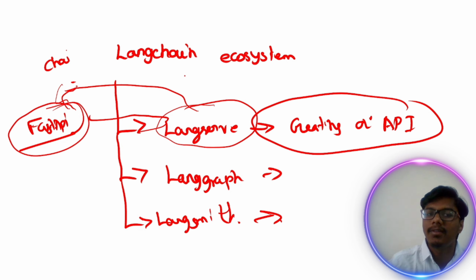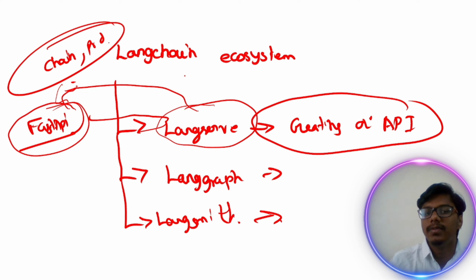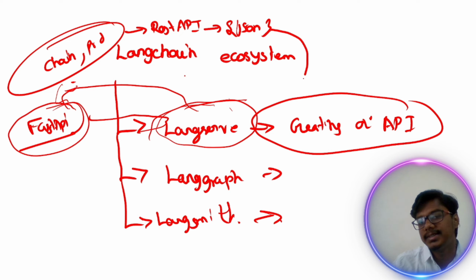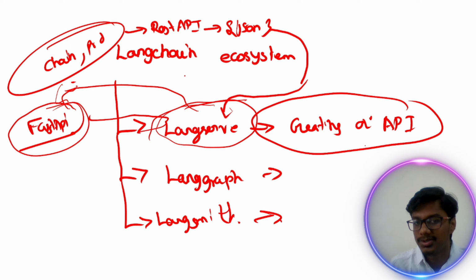Later we will conduct a LangChain crash course. In the LangChain course you will learn about chains and prompts. These chains, prompts, and memories use the REST API. The REST API is nothing but the JSON format, and the JSON format is used by LangServe. So that's all about this.